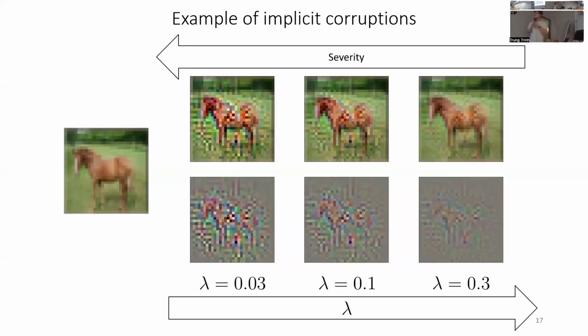Here I give an example of three corruption masks under different regularization strengths. We can see that when lambda increases, the severity of the corruption decreases. And there is some meaning to this corruption mask, because we can see a resemblance of a horse in the corruption mask.